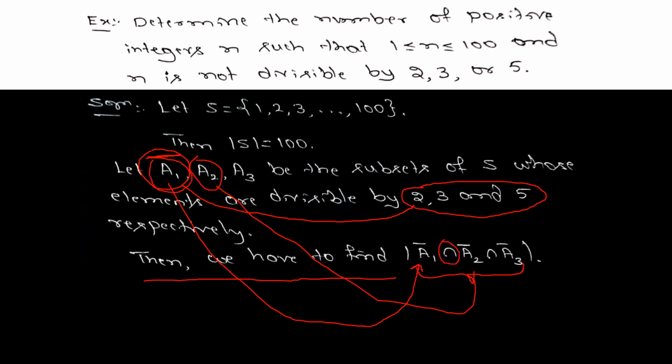That means whatever integer we take, suppose x is your integer, this x should not be a multiple of 2, that is, should not be divisible by 2, also should not be divisible by 3, and also should not be divisible by 5. That's why we have taken the intersection between these three complements, and we have put the cardinality symbol just to denote how many integers are there satisfying this condition.